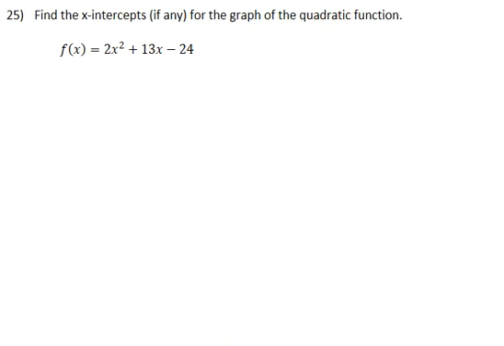Question number 25 is asking us to find the x-intercepts, if any, for the graph of the quadratic function, where the quadratic function f of x is equal to 2x squared plus 13x minus 24. So to find your x-intercepts, you're going to factor your quadratic function. You can factor it any way you prefer, but I prefer what's known as the AC method.